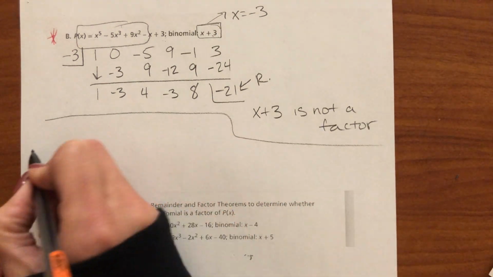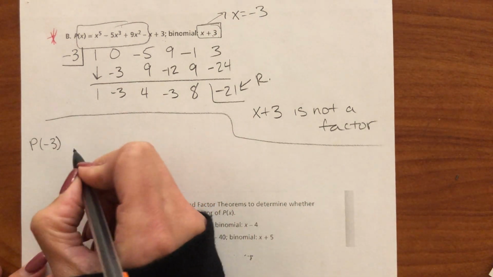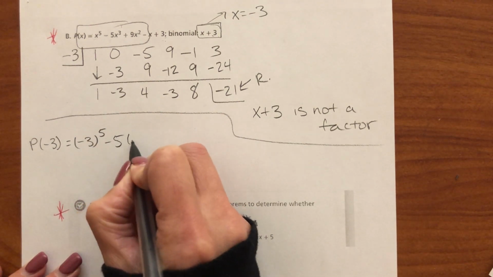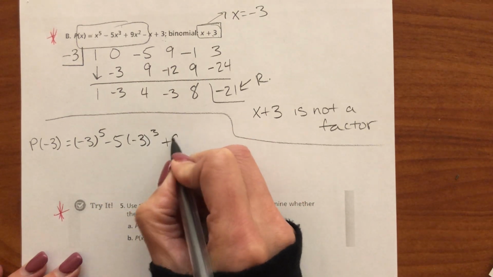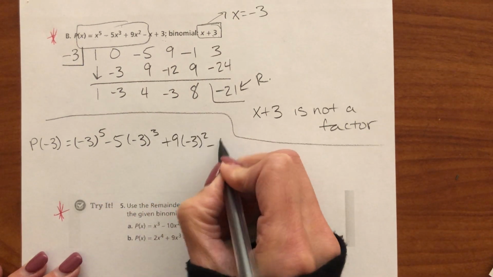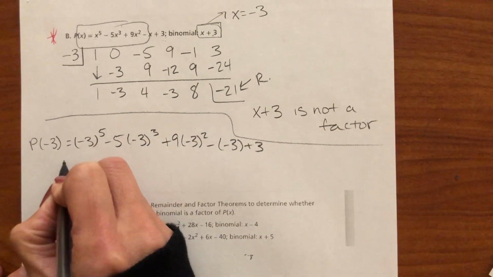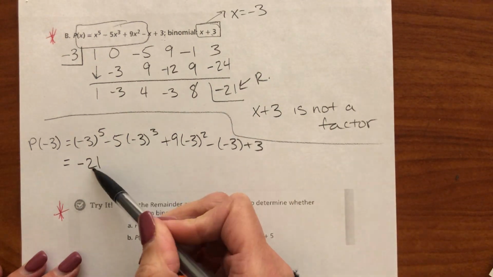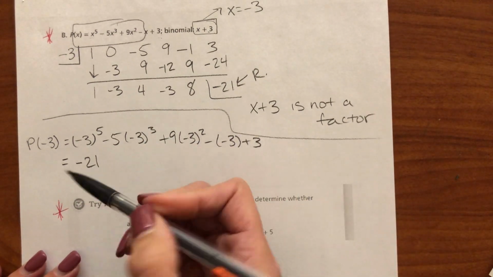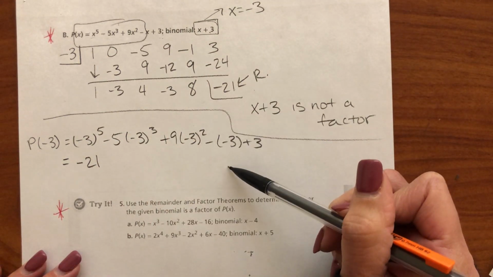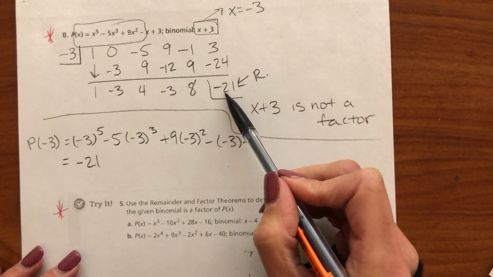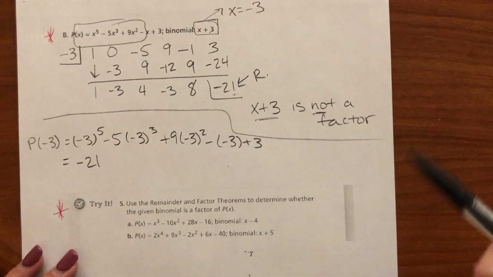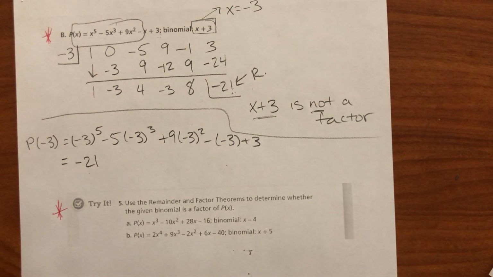So then that would look like this, p of -3, and then you would just plug in -3 for all the x's in the problem. So this would be your setup there. And then evaluate that, and you would, of course, get -21. We know that because of the remainder theorem. So two methods, method 1, method 2, but both methods give us that -21 remainder, so we know it is not a factor. So let's move on.